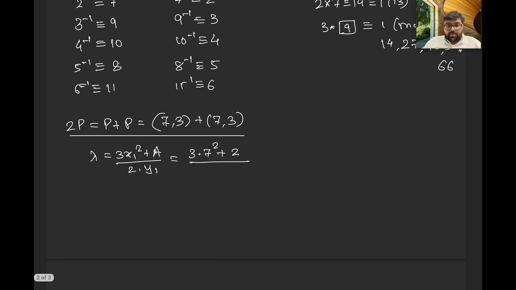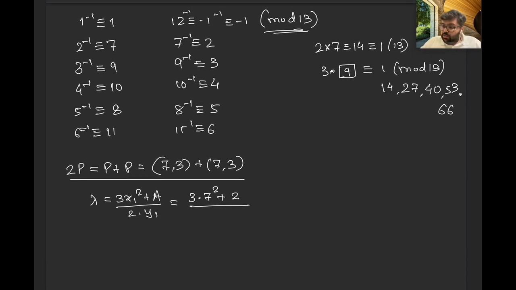So coming back to this, a is 2, and 2 y1, y1 is 3. Now 7 into 7, 7 square is 49, 13 into 3 is 39, so that is 10 remaining, plus 2 upon 6. So 32 by 6, that will be 16 by 3, but 16 modulo 13 is 3, so 3 by 3, which is 1 modulo 13.